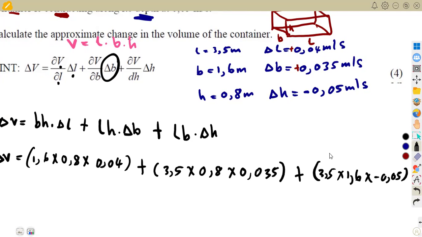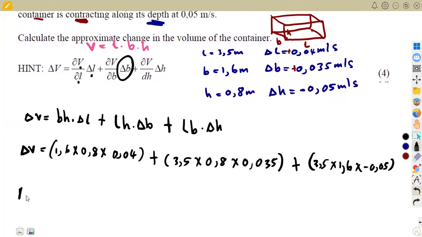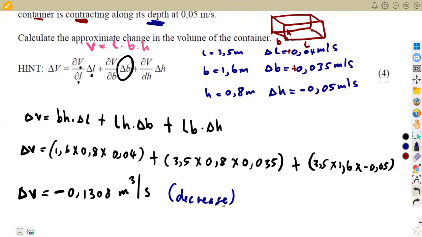So that's it. We have to combine everything that we are given. That is it. We're going to have the change in the volume in this case, and that is going to give us a negative, negative 0,1308, something like that. Like I said, it's volume, so the units for volume are cubic meters. Since this is meters, volume will be cubic meters per second. So that's what you're going to have as the change in volume, which is actually a decrease, it is contracting.